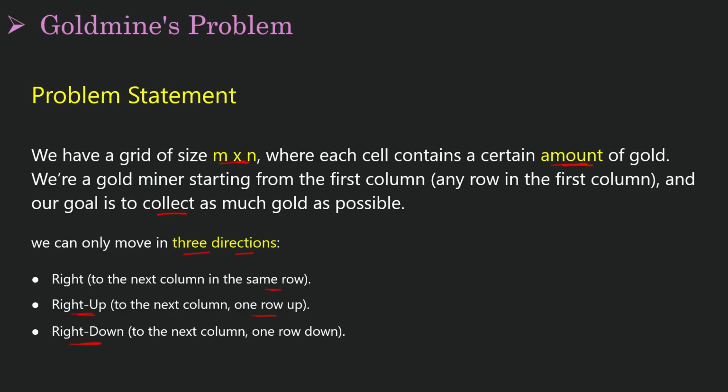We can start from any cell in the first column, which is column 0, and we must reach any cell in the last column, which is column n-1. Once we collect gold from a cell, we take it all. But in this problem, we'll assume we can only visit each cell once, with no revisiting. Our task is to find the maximum amount of gold we can collect along any valid path from the first column to the last column.